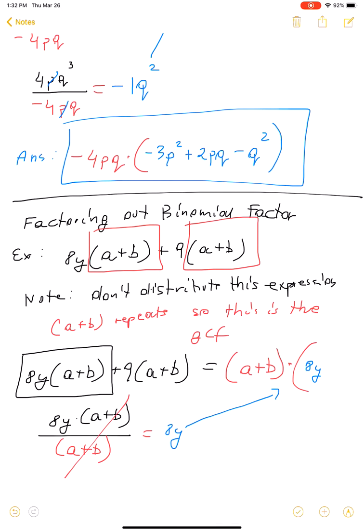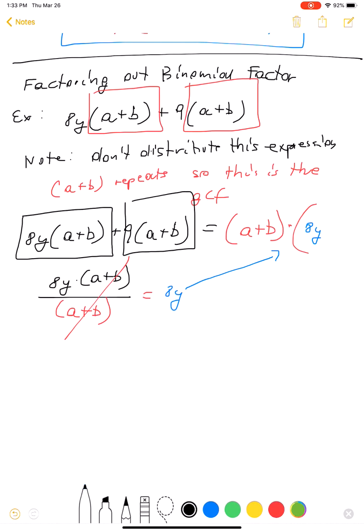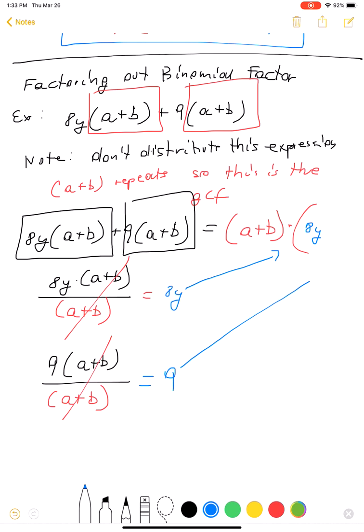And you're going to do exactly the same work. Take the second expression, which is 9 times (a plus b), and divide by the GCF, which is a plus b. Like you see, the parentheses cancel, and you end up only with 9. That 9 goes inside of the parentheses. It's positive, so you're putting plus 9.